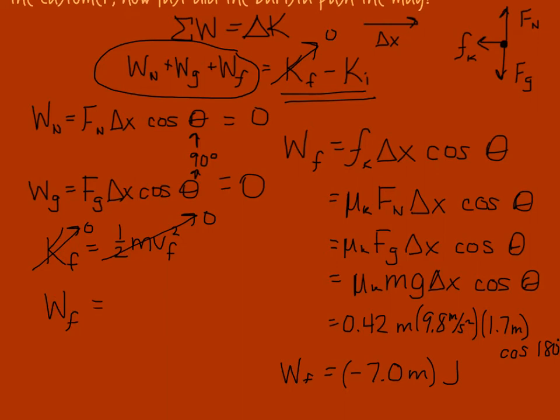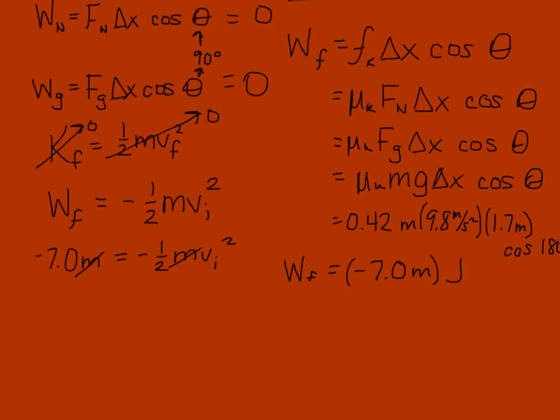So now I can relate the work done by friction to 0 minus the initial kinetic energy, which is 1/2 m v initial squared. So let's plug in. We know that this is negative 7m equals negative 1/2 m v initial squared. Oh, luckily we see that there's an m on both sides. So if I divide both sides by m, that cancels out.